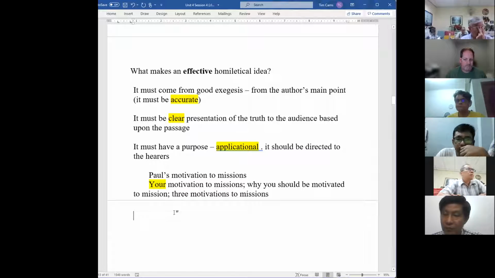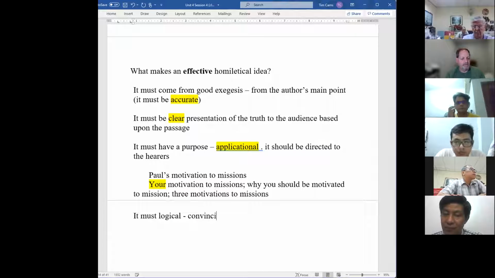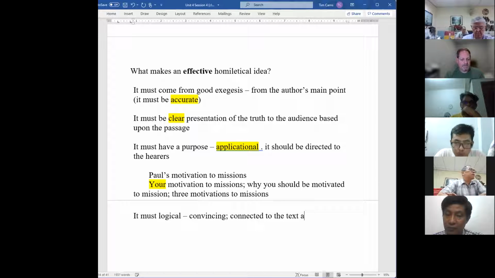What about logical? I mean, convincing. Convincing. Okay, yeah. Again, that'll be part of the directed to your hearers, as well as making sense. They should be able to, as you go through the text, see that, so maybe we could say connected to the text in its context. Okay, and that'll connect us more to the outline of the passage, that the outline, the structure as we go through the text, it should make sense to your hearers.